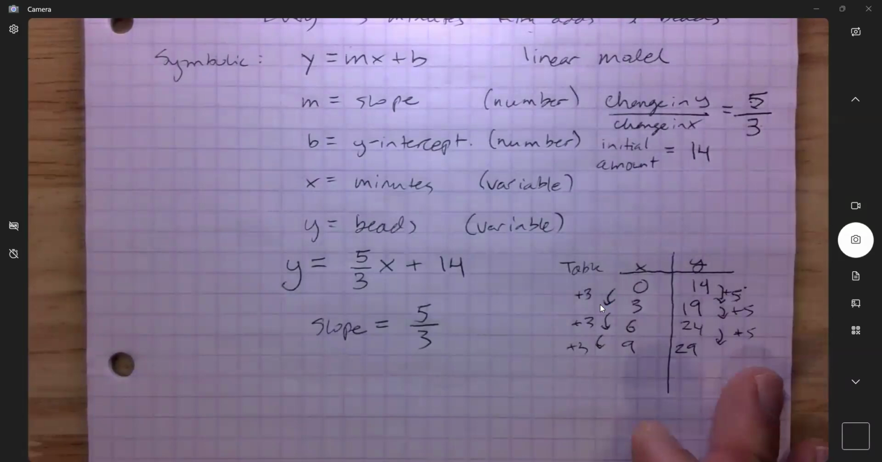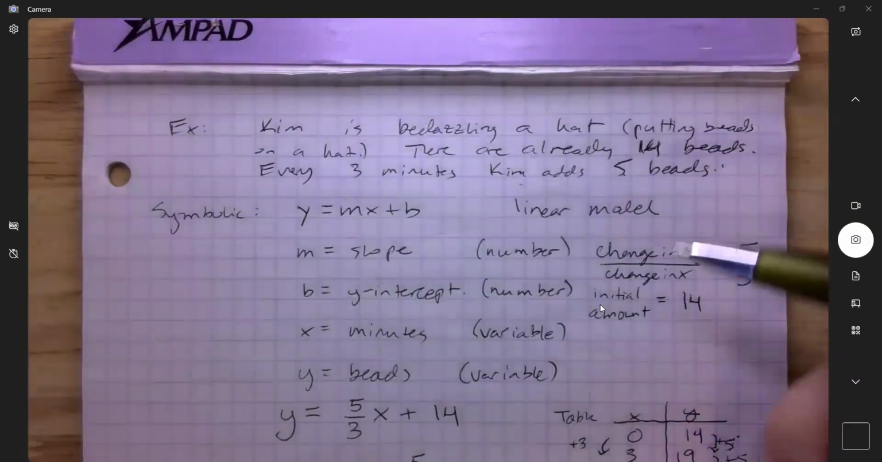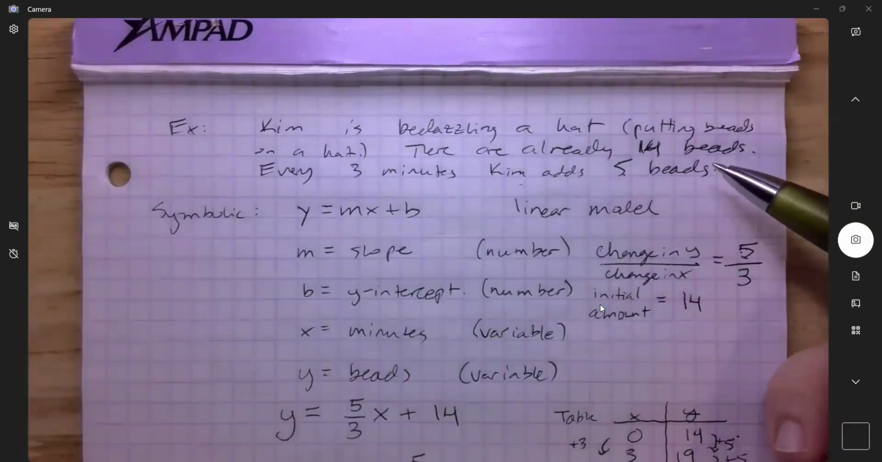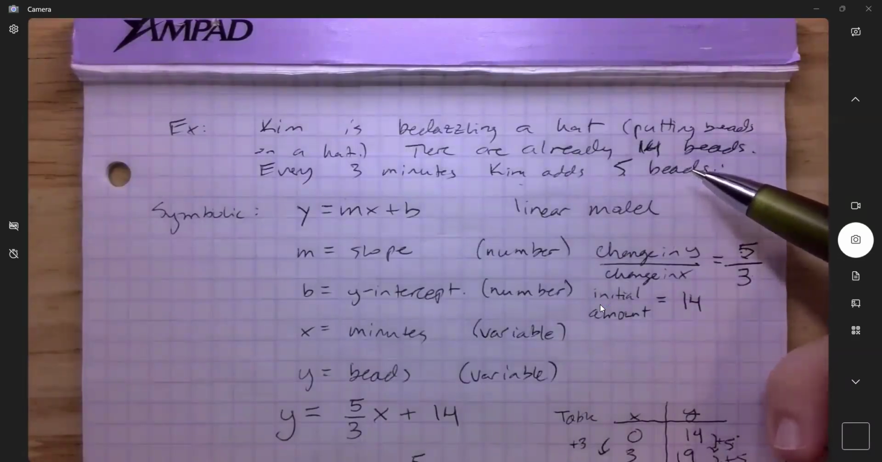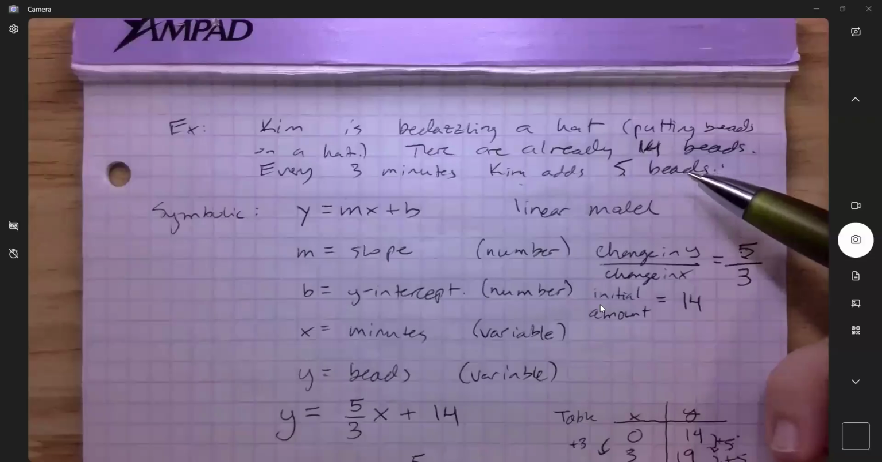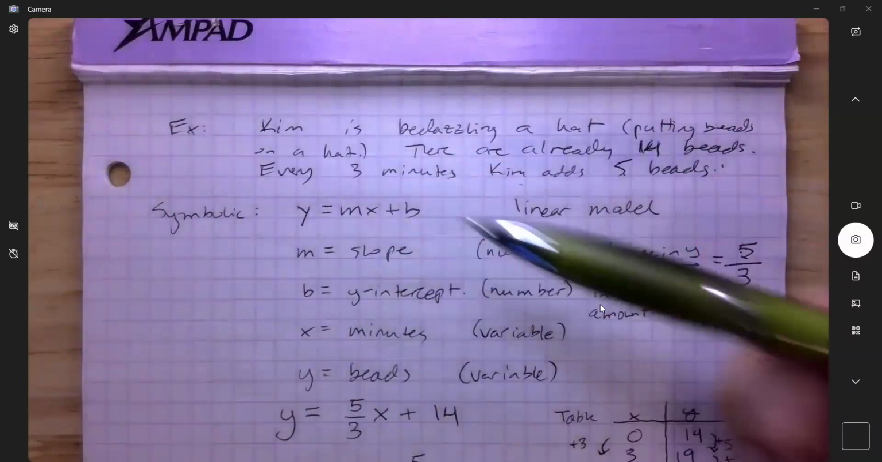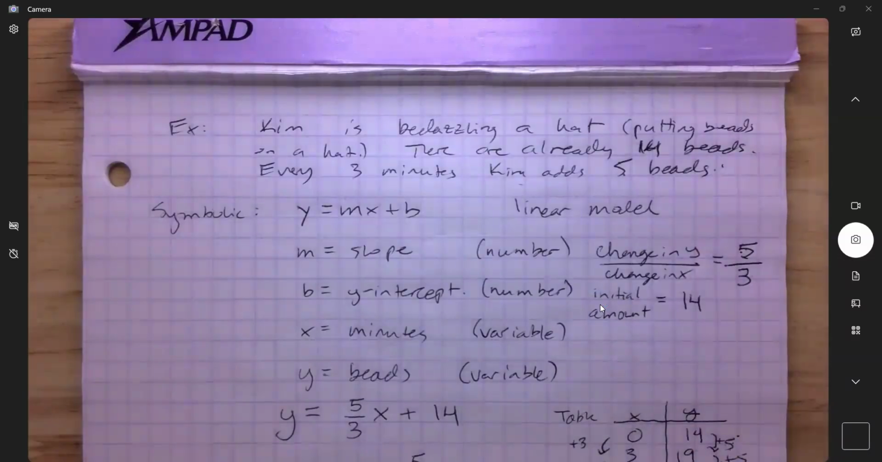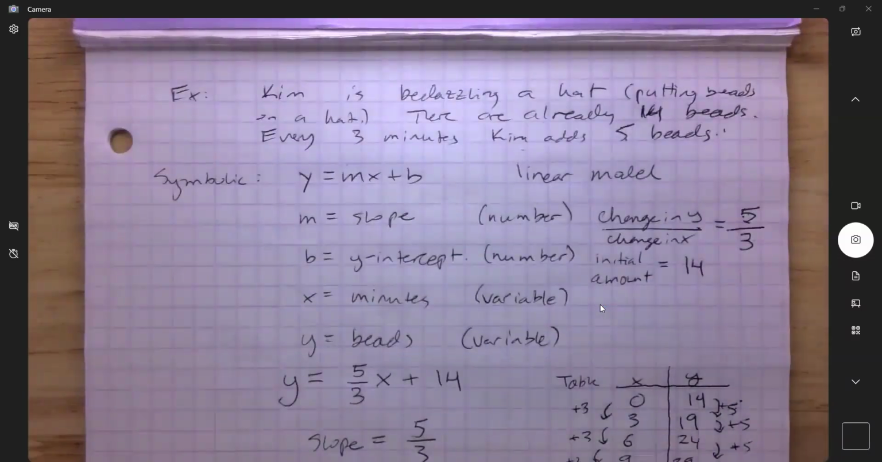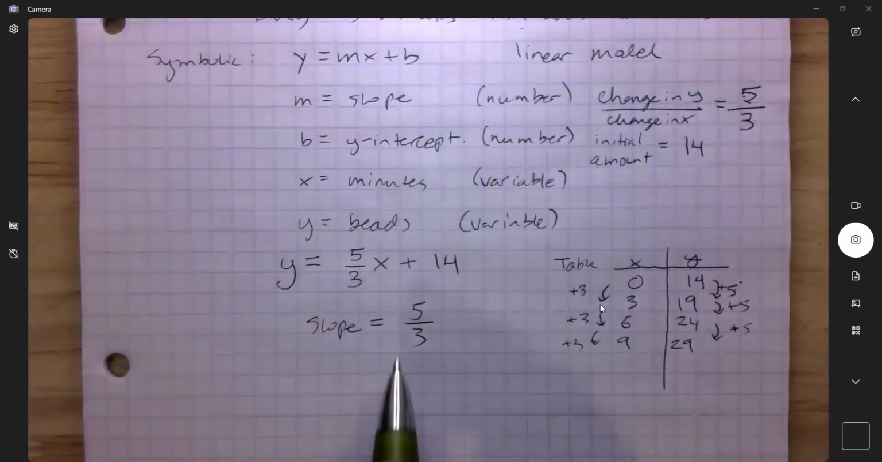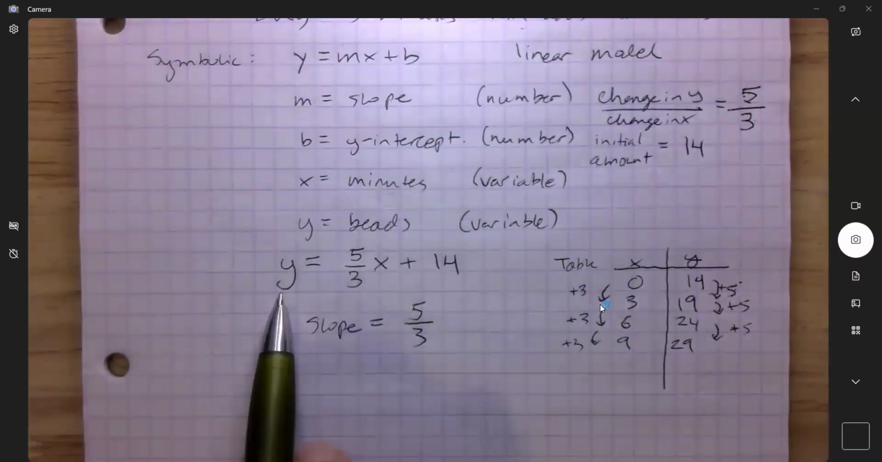And now we can answer all sorts of questions, like how long will it take until Kim has at least 50 beads on the hat? When will Kim have 60 beads on the hat? And at what point will Kim stop putting beads on the hat? Right? There's going to be a maximum number of beads. Maybe it's 100, maybe it's 200. But after that, our model's not going to work anymore. And we could draw a graph if we wanted. I'm not going to draw a graph here, just because I've done a couple by hand. But we can just put that formula right into Desmos, and it'll give us the graph.